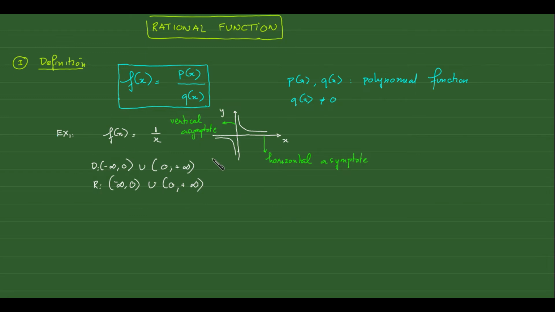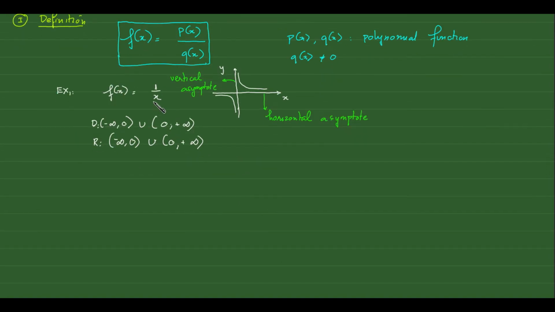So this is very basic. We call it the parent function of rational functions. From this function we can apply the transformation concept to derive more complicated functions. Another rational function I already mentioned in the previous section is f of x equal to 1 over x squared.